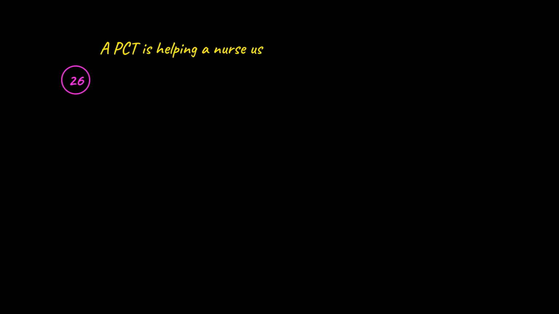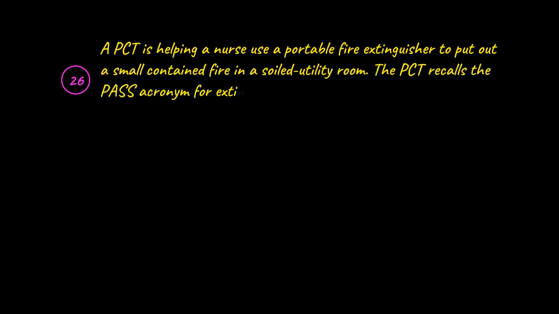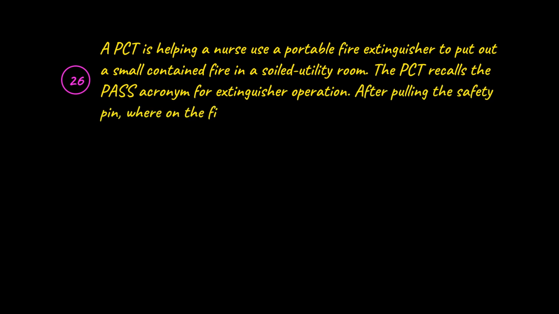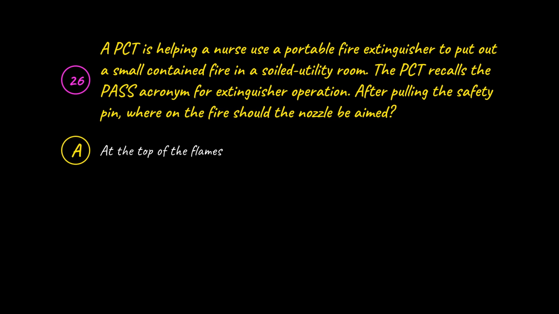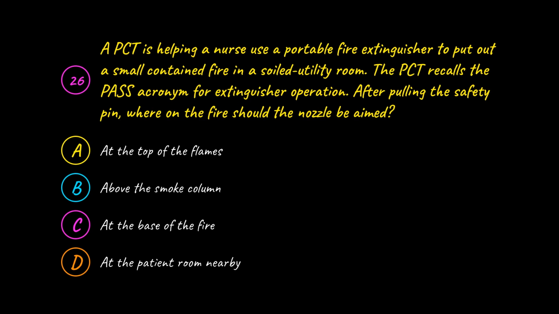Question 26. A PCT is helping a nurse use a portable fire extinguisher to put out a small contained fire in a soiled utility room. The PCT recalls the PASS acronym for extinguisher operation. After pulling the safety pin, where on the fire should the nozzle be aimed? Your options are A. At the top of the flames, B. Above the smoke column, C. At the base of the fire, D. At the patient room nearby. Take a second. Which answer would you pick?